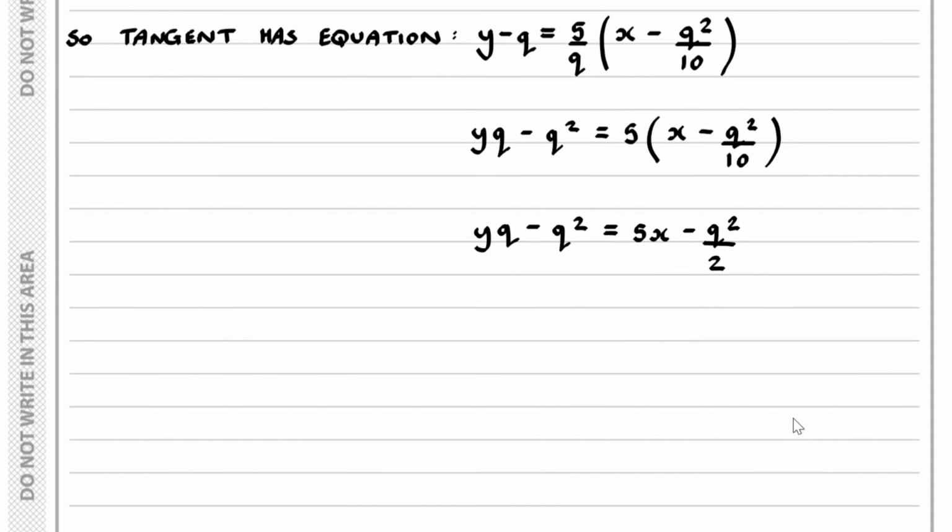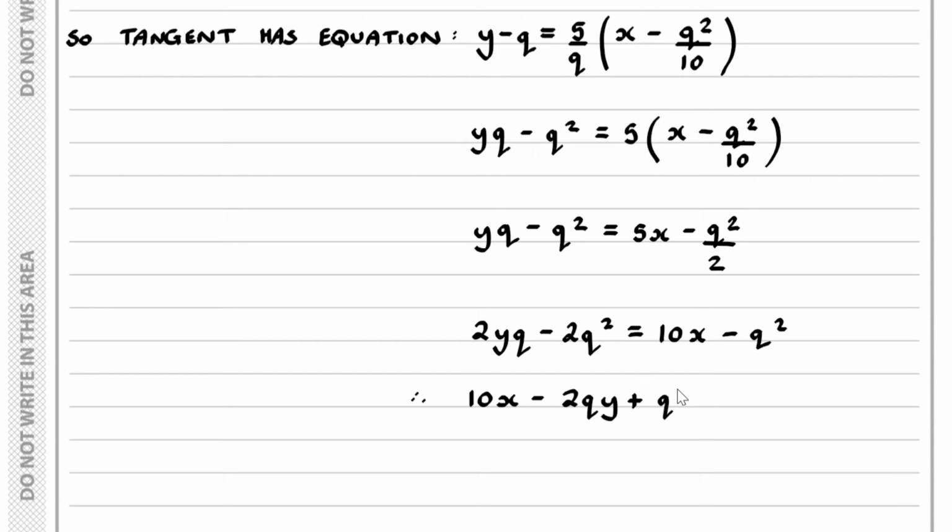And if I multiply through by 2, we've got 2yq subtract 2q squared equals 10x subtract q squared, and taking everything over to one side, the tangent would have equation 10x subtract 2qy plus q squared equals 0.